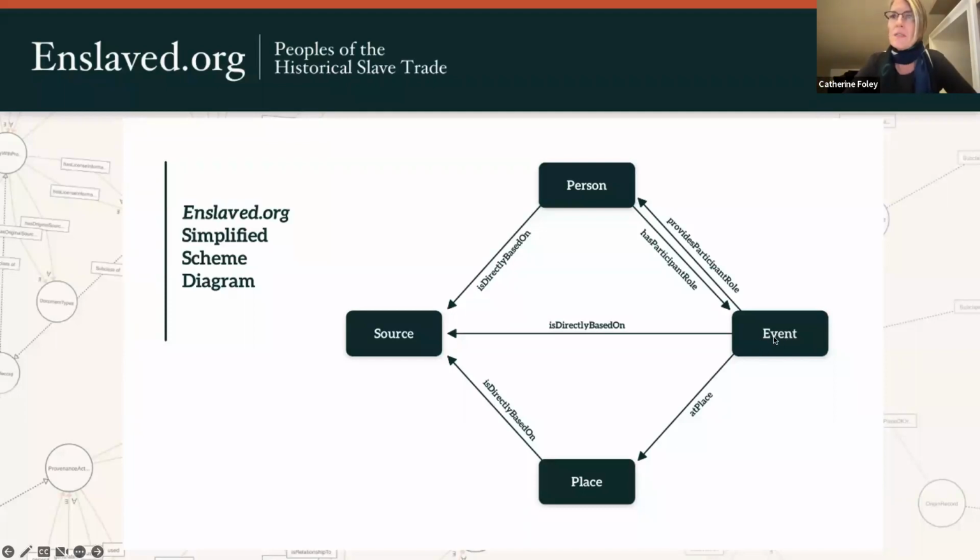And then there's an element that allows us to determine where an event took place. So event is attached to a place. And then each of these three, place, event, and person, we tie directly to its source document, so that each piece of information about an individual, about an experience, is very much connected and understood and tied to its historical source. And the arrows display all of the various types of actions between the data in the data model. This organizational structure is the foundation of Enslaved.org.